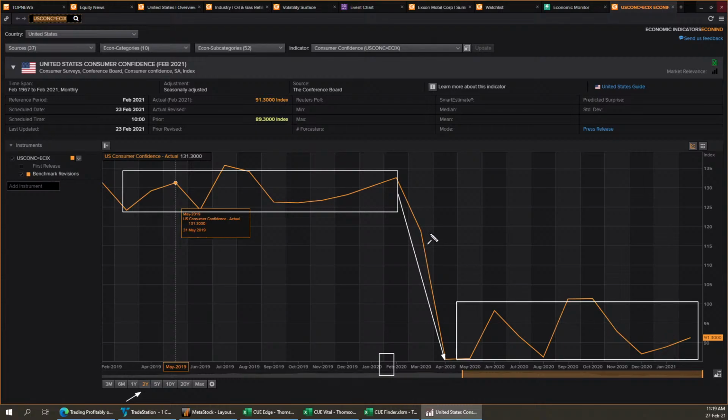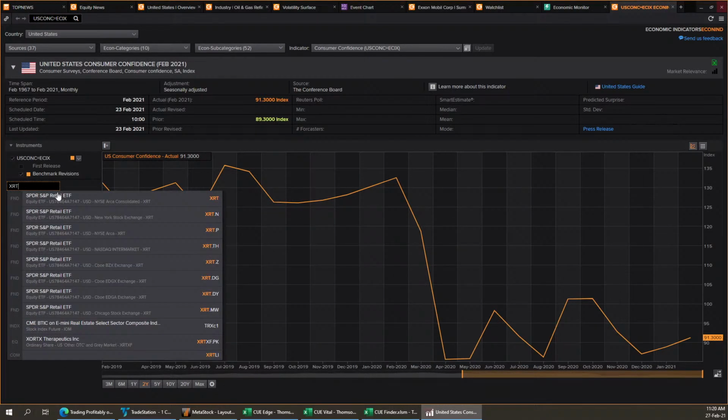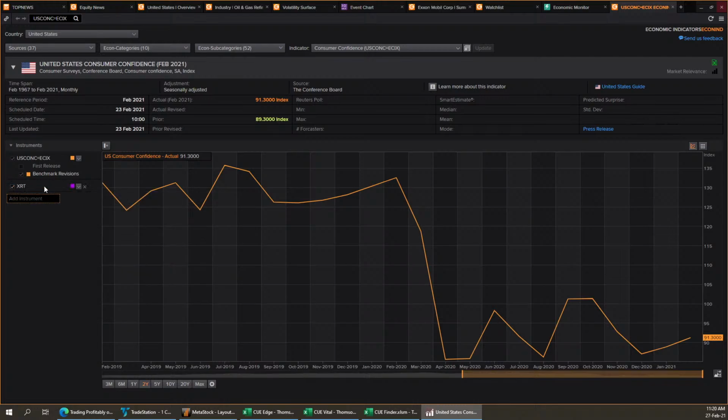If we look at it, what are we going to do? When consumer confidence dropped sharply here, should we sell retail stocks? And now it is at the bottom. If it starts to pick up, should we buy retail stocks? Let's find out. There is a retail ETF, XRT. Let's plot it along with the consumer confidence data.